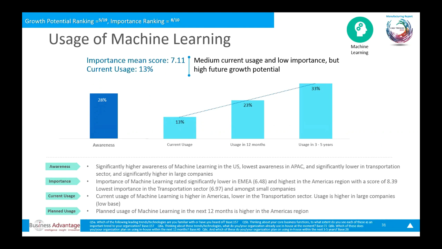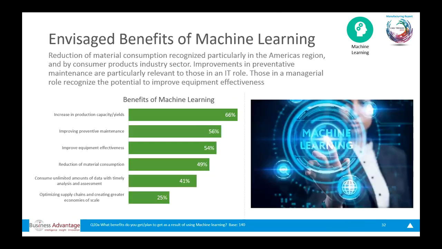There's lower awareness amongst respondents from the APAC region. So there's work to be done promoting the benefits of machine learning in this region. When we asked about the benefits of machine learning, respondents mentioned it would lead to an increase in production capacity and improved preventative maintenance, which was particularly relevant to those in an IT role. Reduction of material consumption, which I think is 49%, was mentioned more frequently in the Americas region and within the consumer products industry.